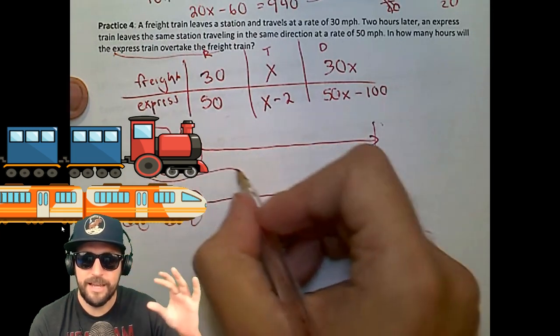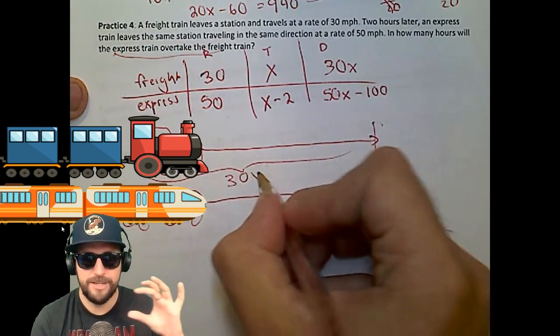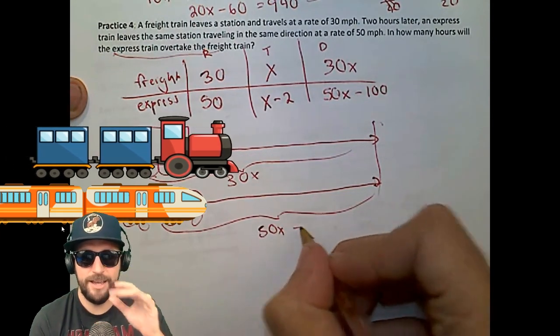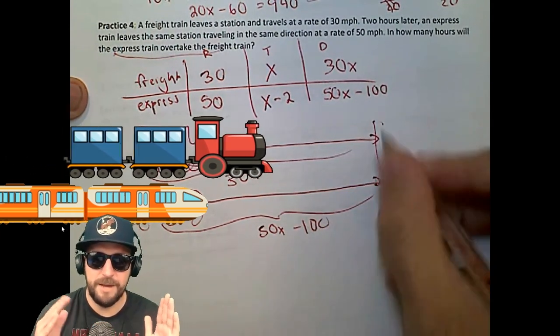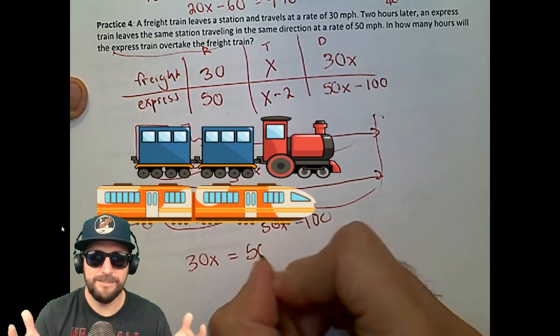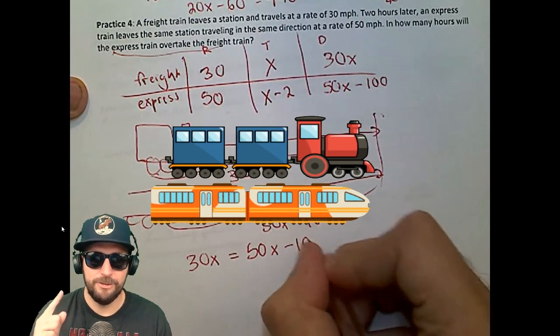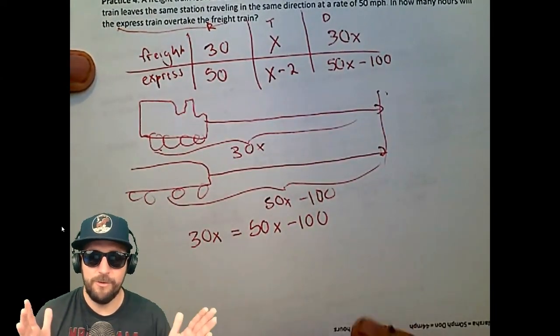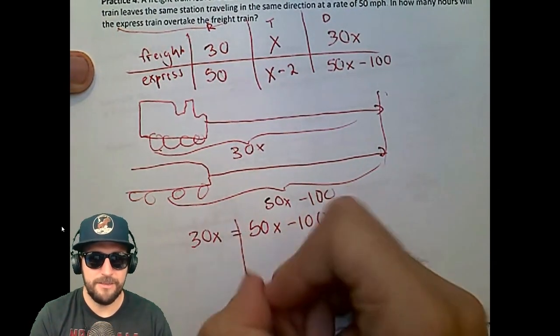And it wants to know in how many hours will the express train overtake the freight train. So they're both leaving at the same place, and how long will the express train take to catch up? So if one went 30x and we know the express train went 50x minus 100, we want them both to be the same. So they both traveled the same distance. So 30x should equal 50x minus 100, because we want when they're both equal, when one train overtakes the other.